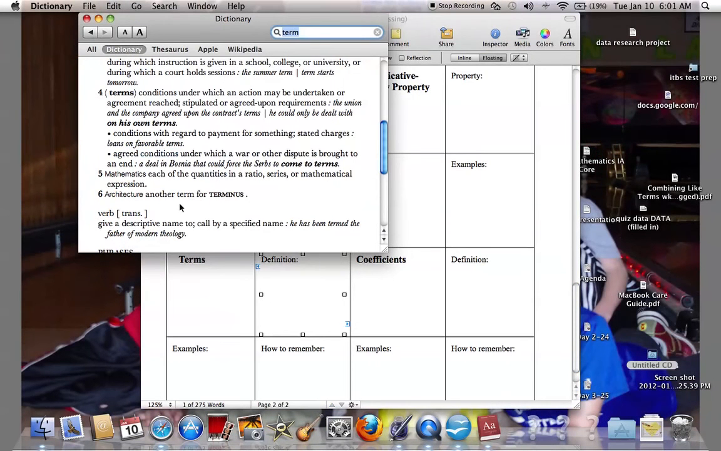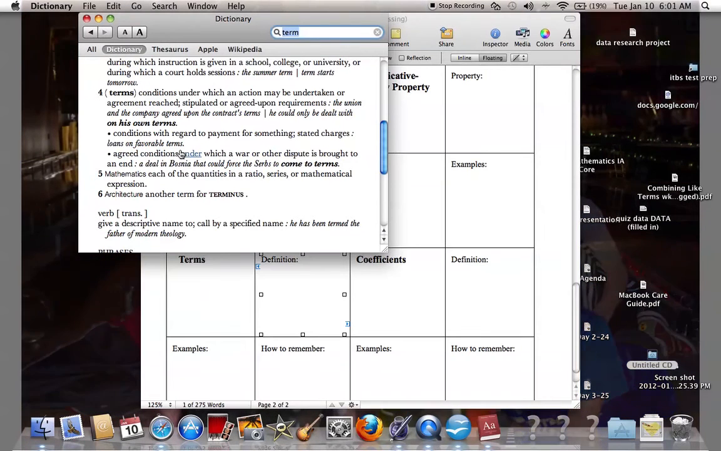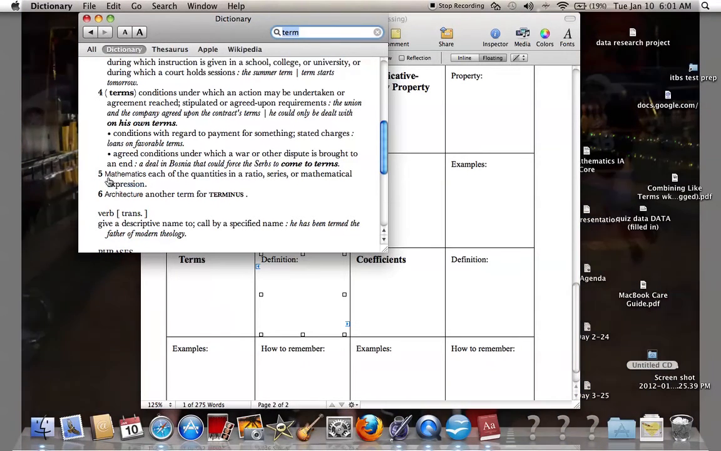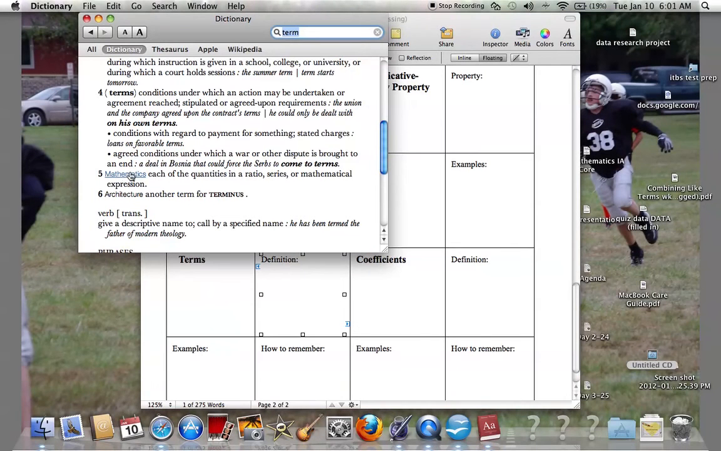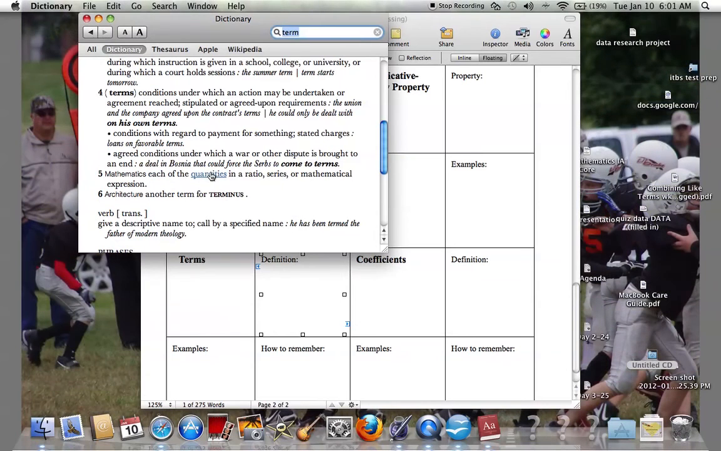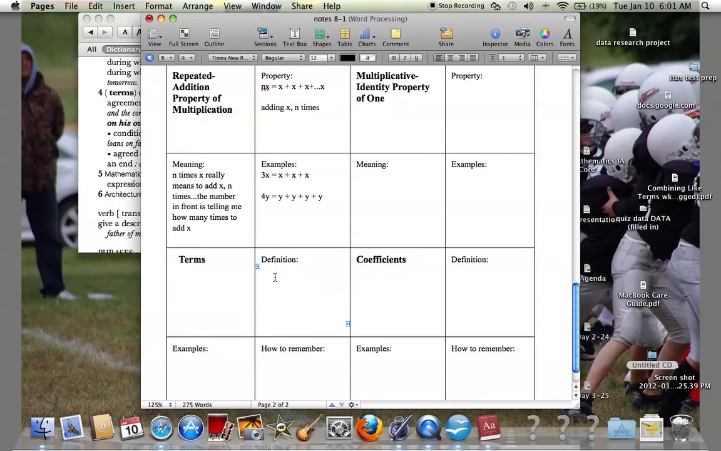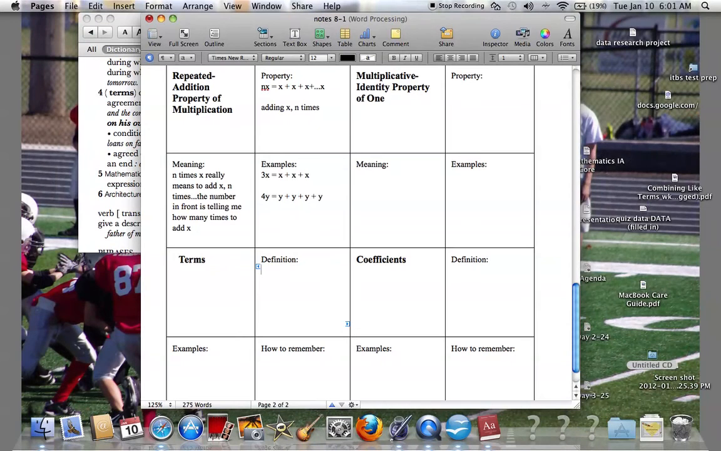I just went to the dictionary on my computer, and it actually has lots of definitions, but a really good math definition if you look far enough. It actually has a definition for that word in the mathematics curriculum. Each of the quantities in a ratio, series, or mathematical expression. Okay, and so I'm going to go ahead and use most of that definition as my definition of terms.